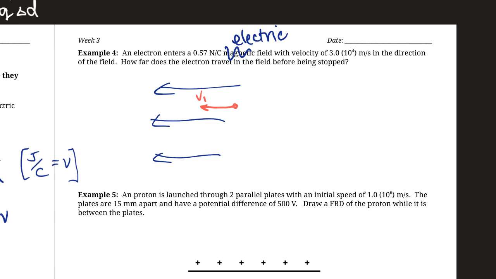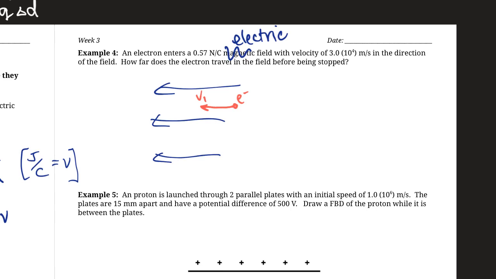How far does the electron travel in the field before being stopped? Well, you might be tempted to say, what do you mean being stopped? It's going in the same direction as the field. It isn't going to push it that direction. But remember, electrons are negatively charged. They want to move against the field. So even if it's moving to the left, it's going to be slowed down by the field, and eventually it's going to stop, right?